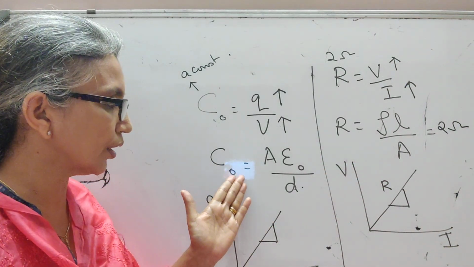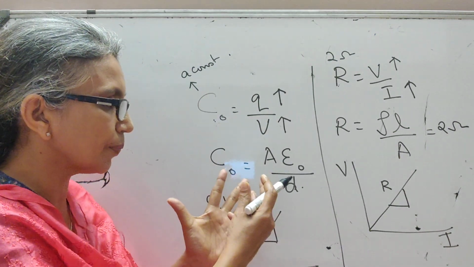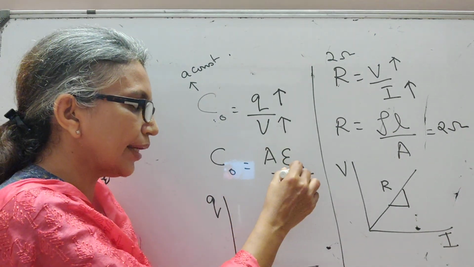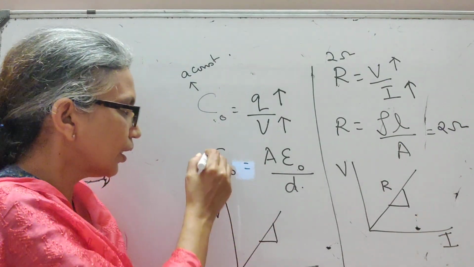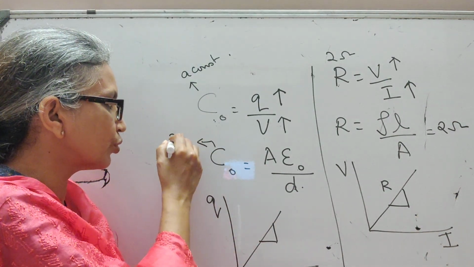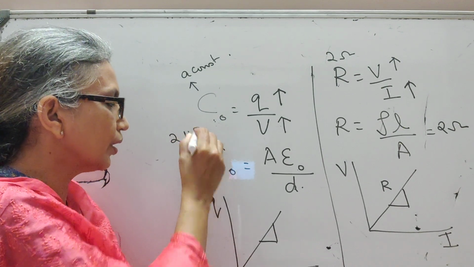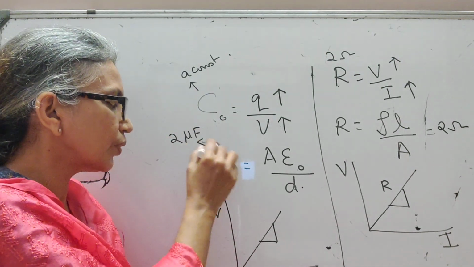That's what I've been telling you here. When you're making the capacitor, based on the dielectric medium between the plates, the plate area and the distance between the plates, let's say we have a fixed value of 2 microfarad. Then this will remain a constant.